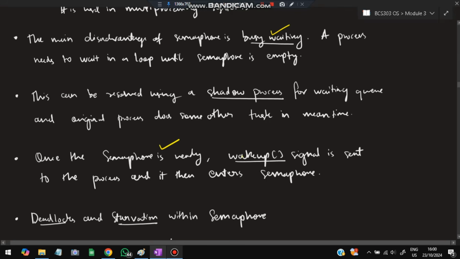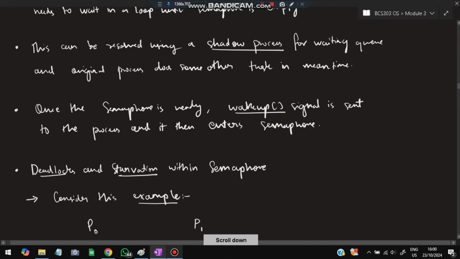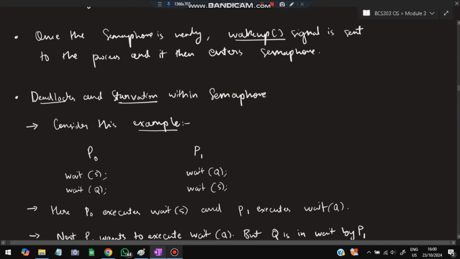And once a semaphore is ready, the wake up signal is called. It is sent to all the processes that enter the semaphore. Okay, next is deadlock and starvation within semaphore.